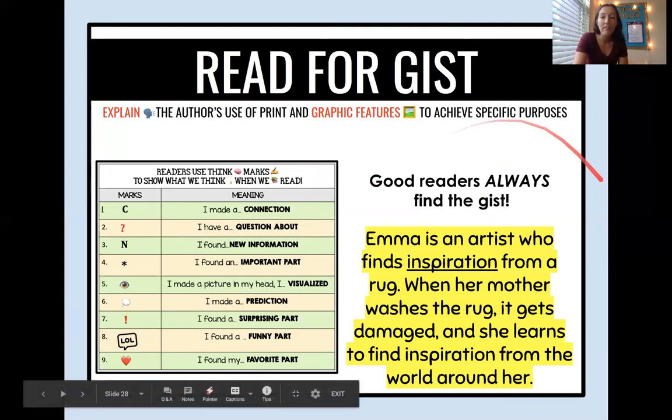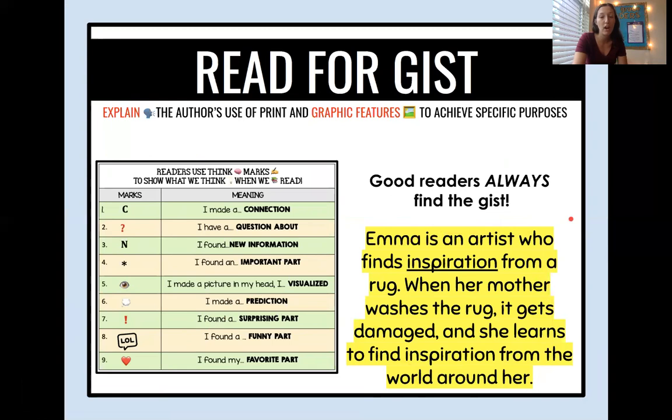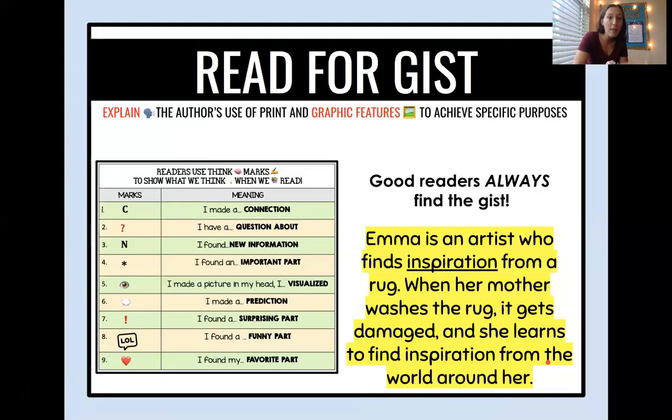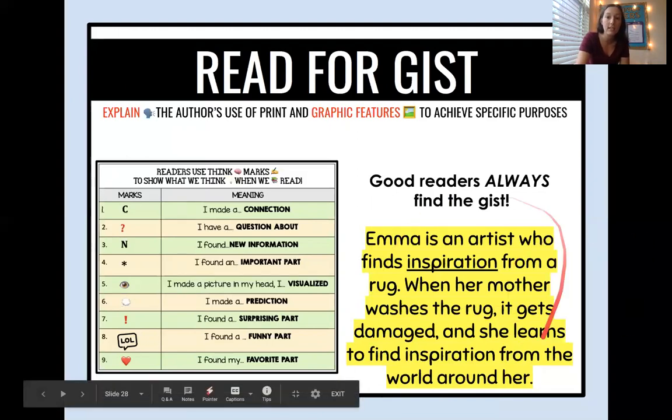After talking about the plot and the different events in the story, looking at this sentence right here in yellow, we know that the gist for Emma's Rug is Emma is an artist who finds inspiration from a rug. When her mother washes the rug, it gets damaged, and she learns to find inspiration from the world around her. Our story was almost 30 pages long. It was a very long book, but it didn't take us 30 pages or a bunch of paragraphs to give the gist. This gist right here in these two sentences tells us what the whole story is about.